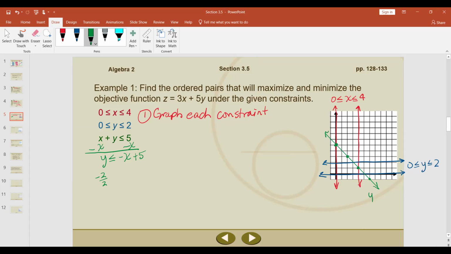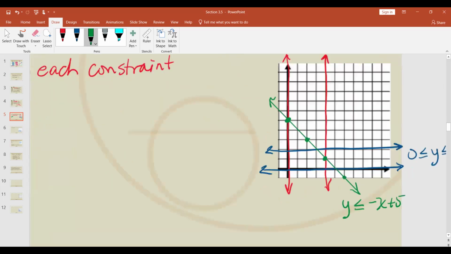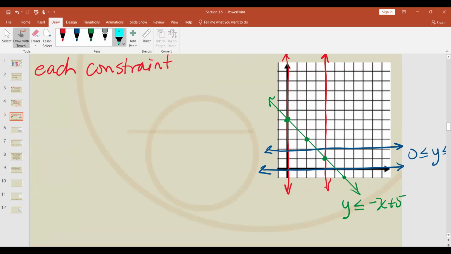All right, so this is our y is less than or equal to negative x plus 5, so it means it's everything underneath that line. Also, it's between the two blue lines and the two red lines, so our feasible region is right here.